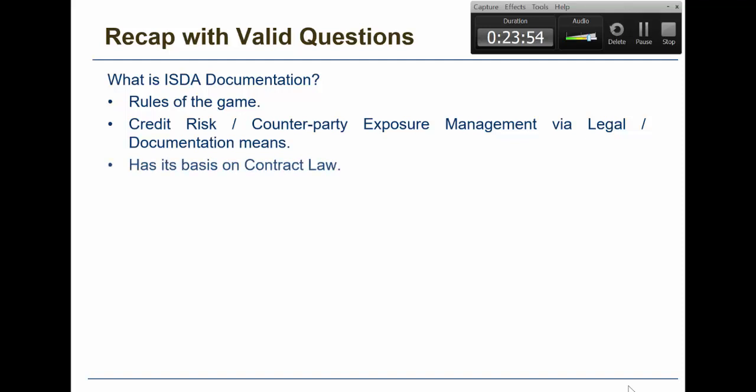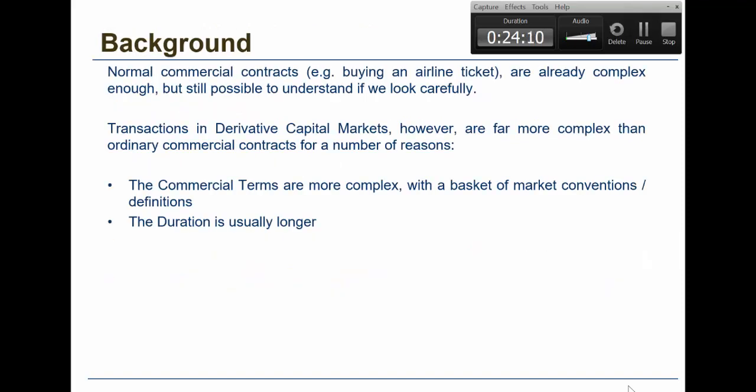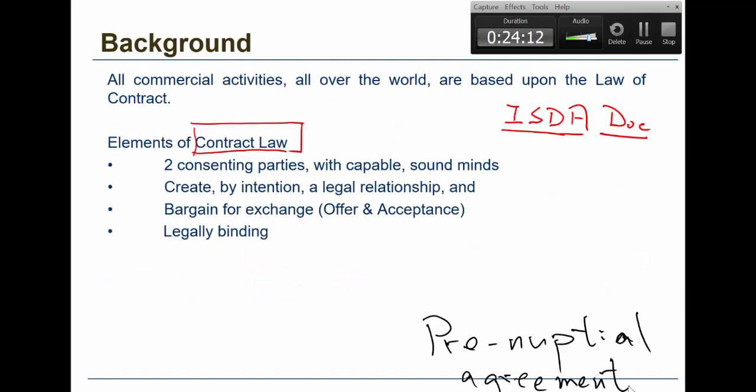It has its basis, as I said, in contract law, and that's why I started with an explanation of what contract law is. It is based on all those elements that I discussed with you: you need two parties, two persons or two companies, it doesn't matter. They come together in a legal relationship willingly, and then there is an offer, there is an acceptance, and legally it's binding. Okay?